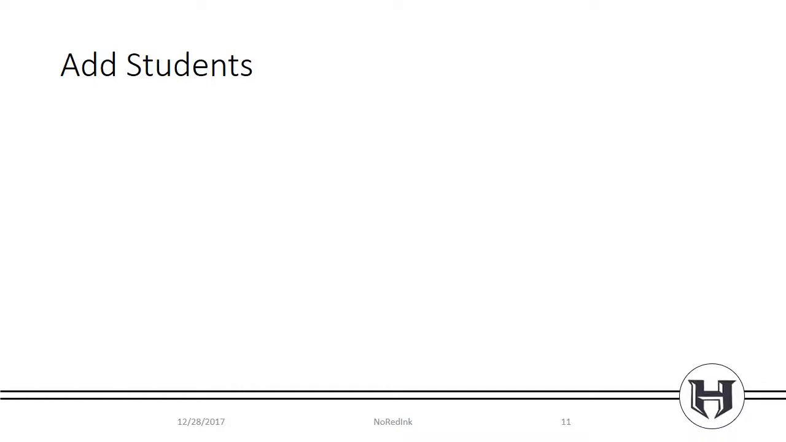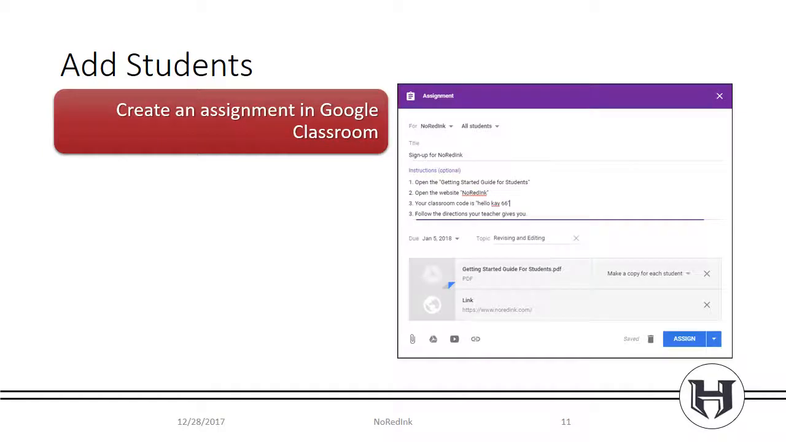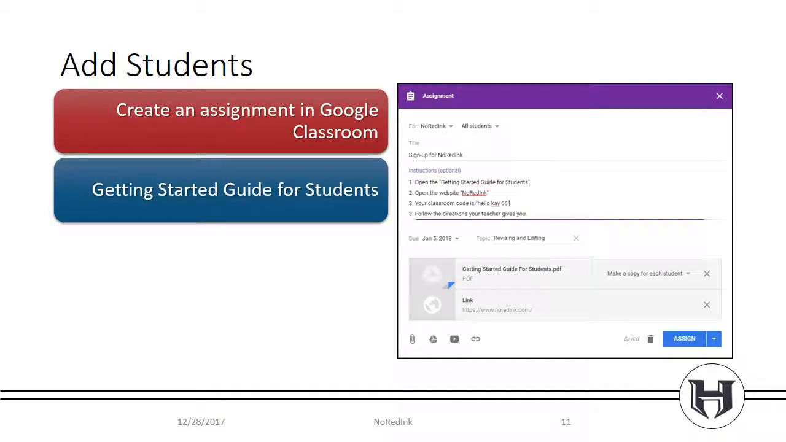The easiest way to add students is by creating an assignment in Google Classroom. Make sure you attach the Getting Started Guide for Students. I only give students the page showing how to sign up with Google. I instruct them to use their Clint ISD email and password. Otherwise, they create their own username and password, just as quickly forget it, and create another NoRedInk account the first time you assign a lesson.